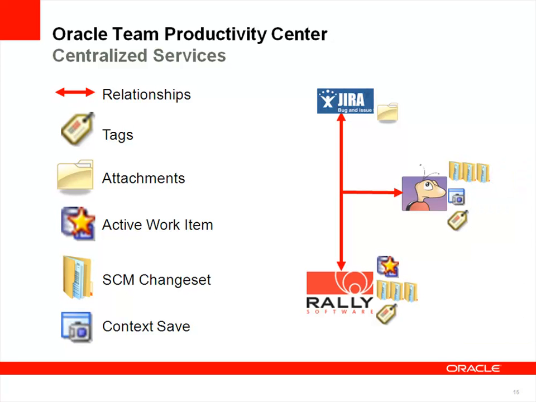Developers can relate services to one another and tag them so that Rally tasks and defects can be linked to code, Jira issues can be updated, and Bugzilla bugs can be tracked and tagged by team members.